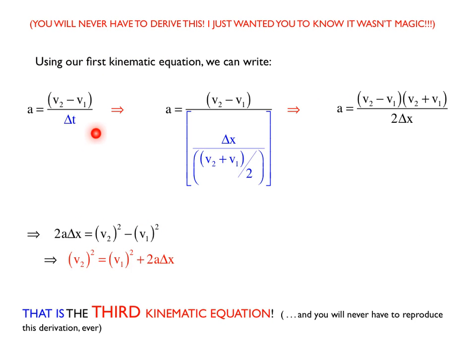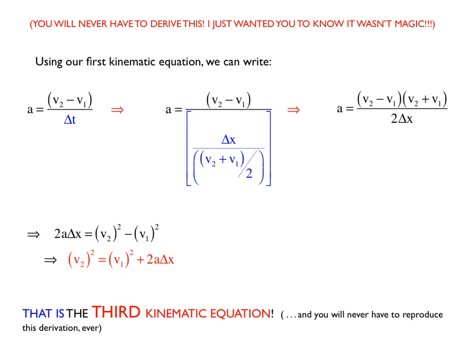So if you start with the first kinematic equation, which is delta v over delta t, and you substitute that delta t term in that we just came up with, and you manipulate, you can come up with a relationship that looks like this. You bring up the 2 delta x up to here, you multiply these guys out, you get v2 squared minus v1 squared, which brings us down to here, and then you go ahead and you take the v1 squared term over, and you end up with a relationship that looks like this. Okay, this is the third kinematic equation.